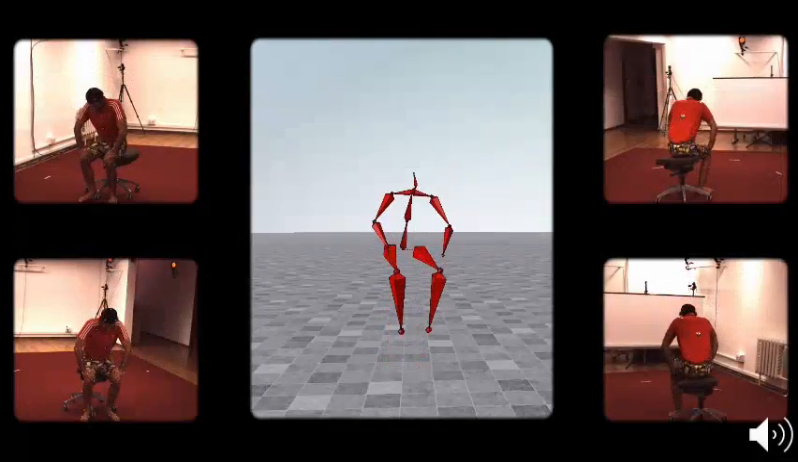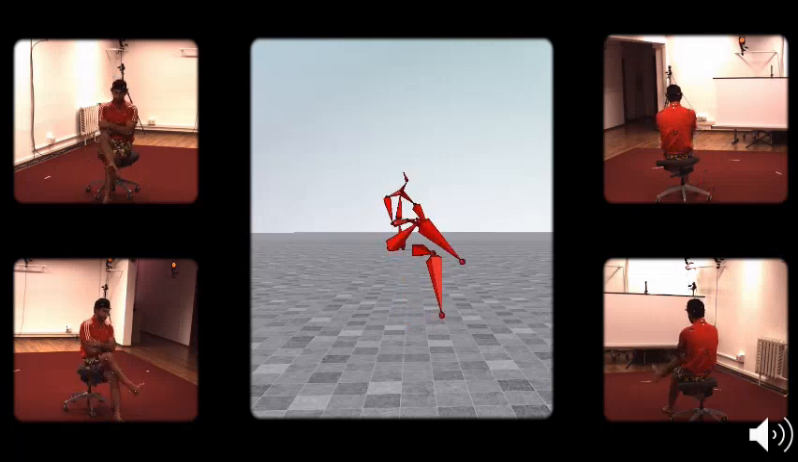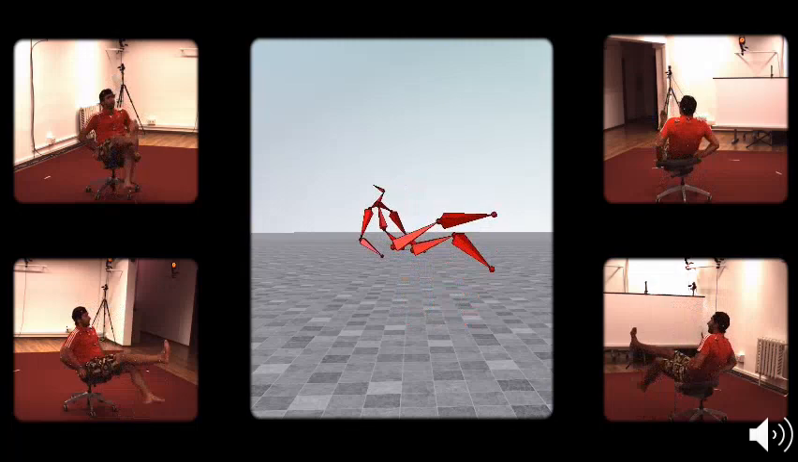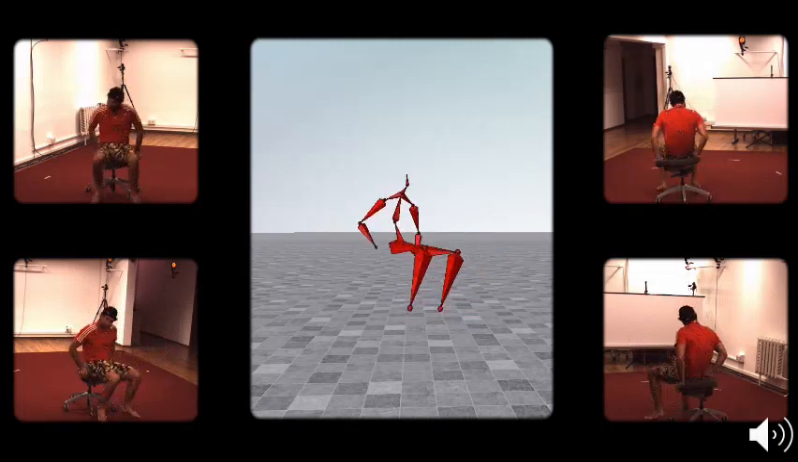We demonstrate quantitative results on several datasets. Here, we show our results on the Human3.6M dataset. The animation in the middle is reconstructed out of 4 video streams. Notice the smoothness and the naturalness of the motion.